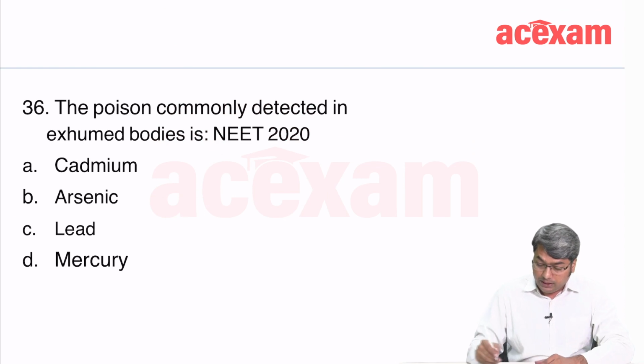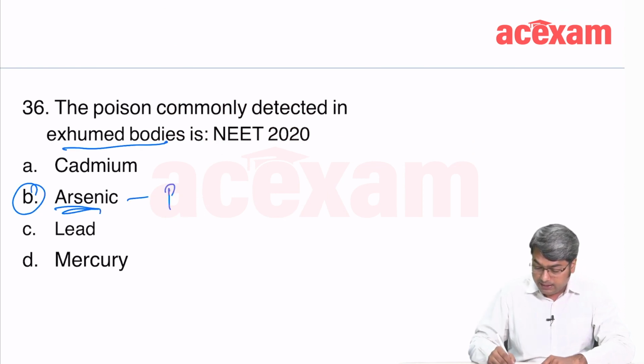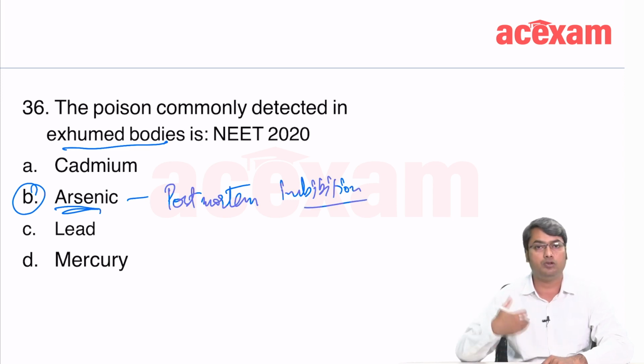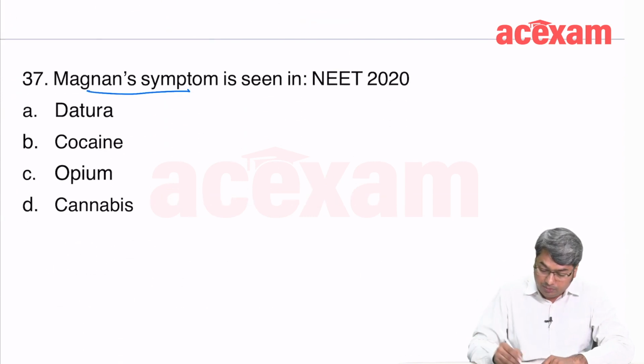The poison commonly detected in exhumed bodies, we know that is arsenic, and this is known as post-mortem imbibition. Lead, mercury, cadmium, all of these are heavy metals, but only arsenic is detected in exhumed bodies. Magnan syndrome, this is a repeat question. Magnan syndrome is seen with cocaine, and these are known as cocaine bugs.